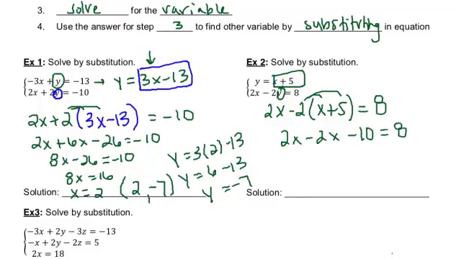2x minus 2x is 0. So we have negative 10 equals 8. Notice that our variables disappear, and we have an answer that is not correct. Negative 10 does not equal 8. So in this case, if all of our variables disappear and we're left with an untrue statement, that means that we are going to have no solutions. So if you remember, if we have no solutions, that means that our lines are going to be parallel.